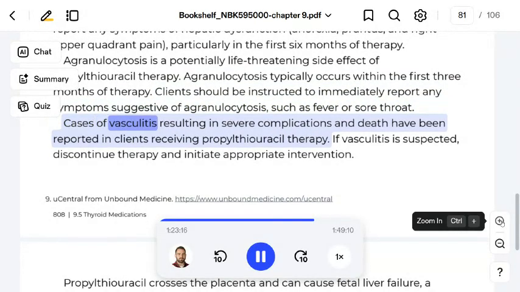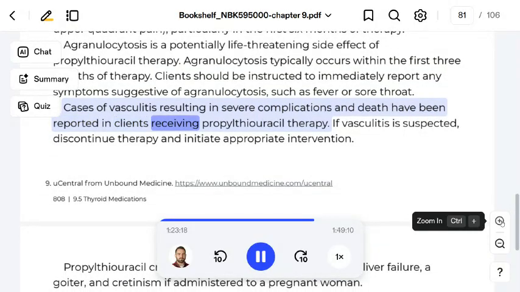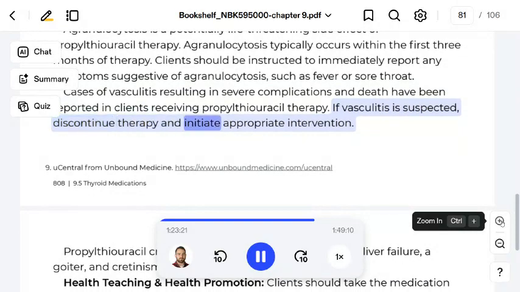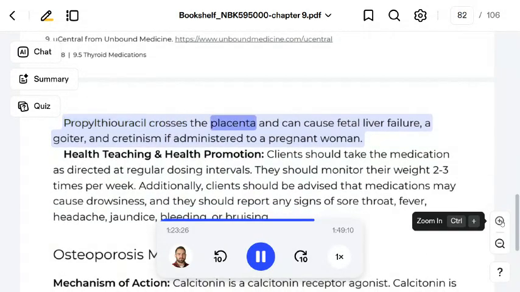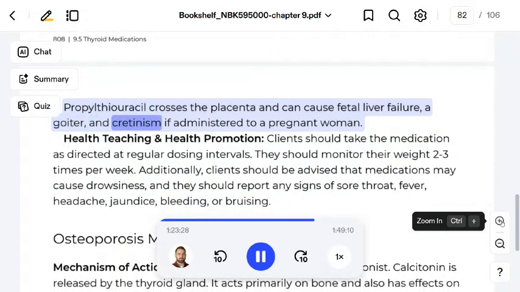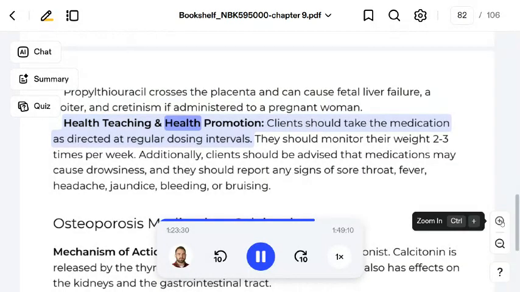Cases of vasculitis resulting in severe complications and death have been reported in clients receiving propylthiouracil therapy. If vasculitis is suspected, discontinue therapy and initiate appropriate intervention. Propylthiouracil crosses the placenta and can cause fetal liver failure, a goiter, and cretinism if administered to a pregnant woman. Health teaching and health promotion.